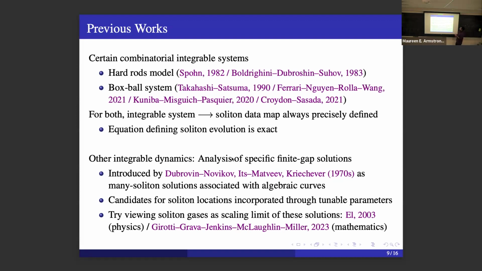One is the hard-rod model, which is also known as the one-dimensional hard spheres model. And another is the so-called box-ball system. This is a cellular automaton, a deterministic cellular automaton. Both of these are examples of combinatorial integrable systems that have some simplifications over Hamiltonian ones. And in both of these systems, there is a well-defined map from the system to the soliton data. So that map, the first map I defined, always exists and is precisely defined.